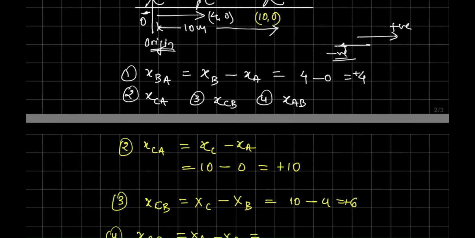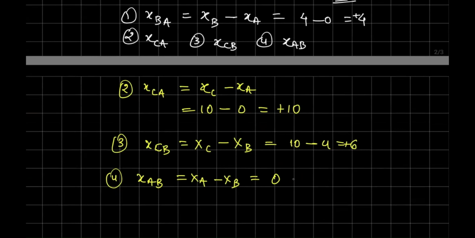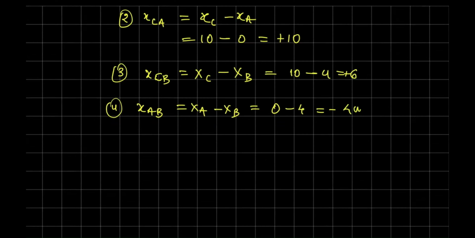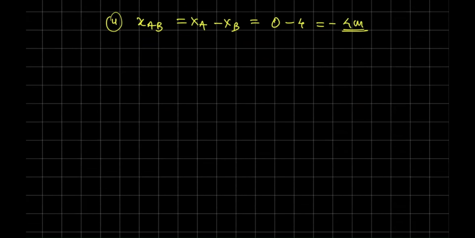So you'll get what is the position of A? 0. And what is the position of B? 4. So minus 4. You'll get minus 4 meter. Now after this we will start another term that we call the relative velocity.